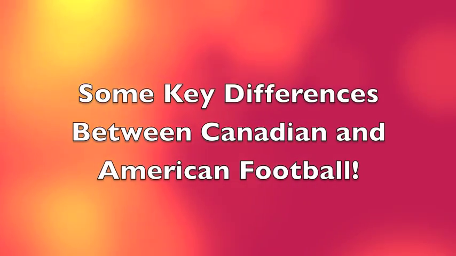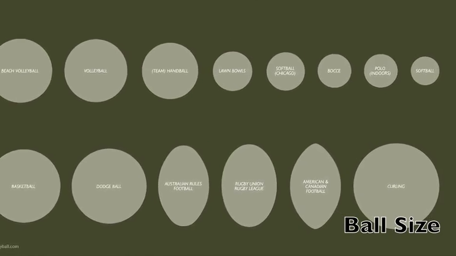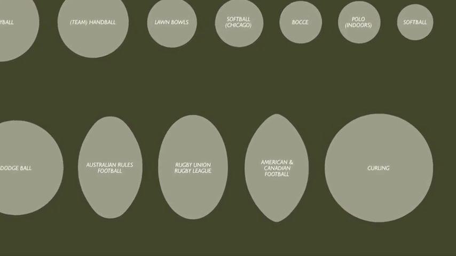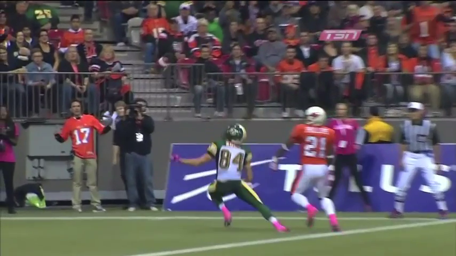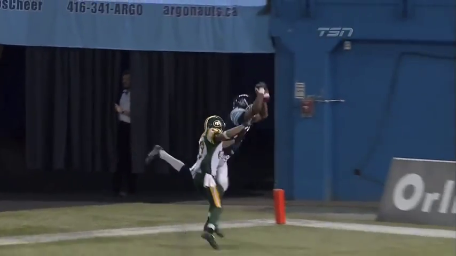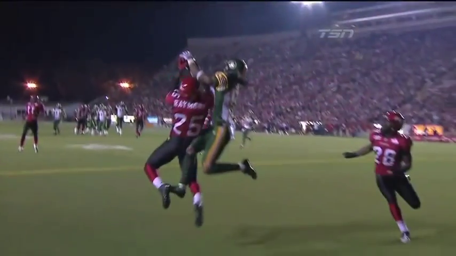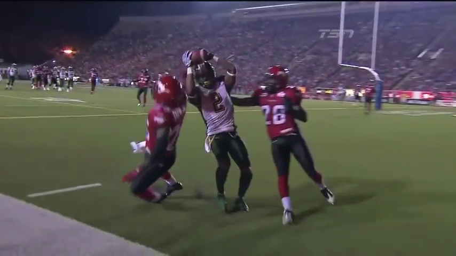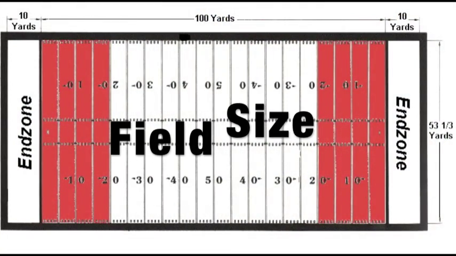Today we're going to discuss some key differences between Canadian and American football. Let's begin with a common misconception. Many believe that the Canadian ball is larger than the American ball. However, the CFL rulebook states that this is wrong. So all of these wonderful catches you are seeing right now are just as difficult in the US as they are in Canada. Another major difference between Canadian and American football is field size.